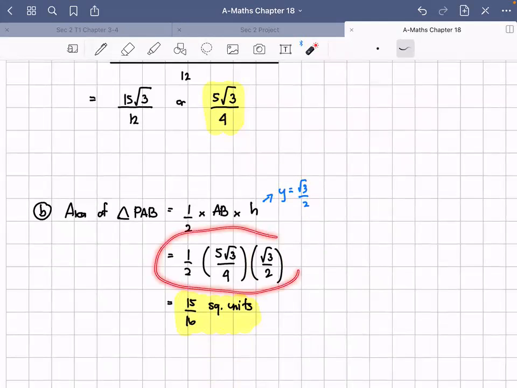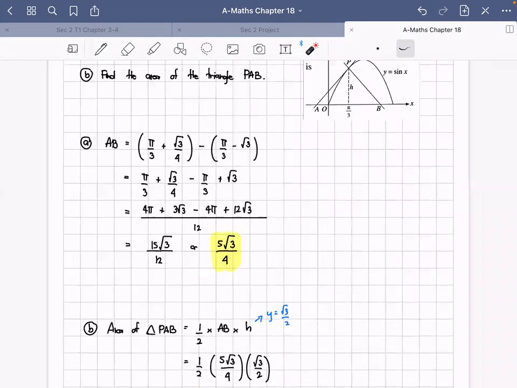So just plugging this in your calculator, you'll get 15 over 16 square units. Okay, class, I'll upload the video of this one in our group.